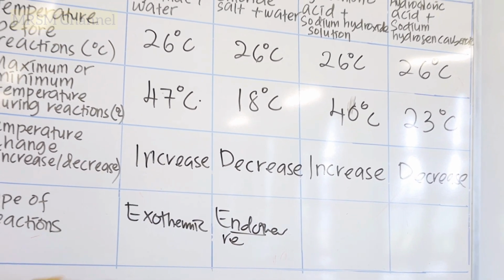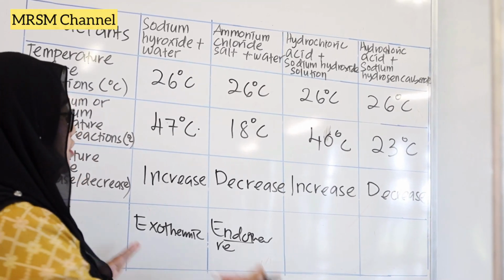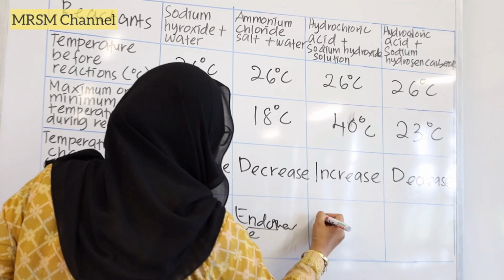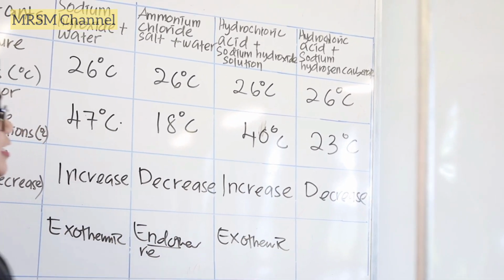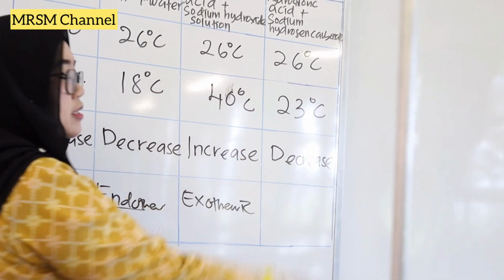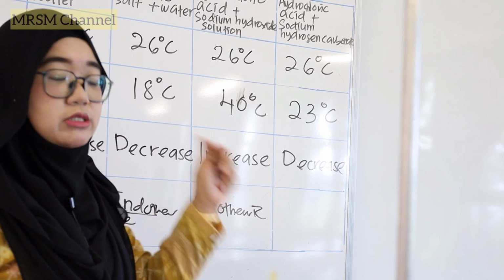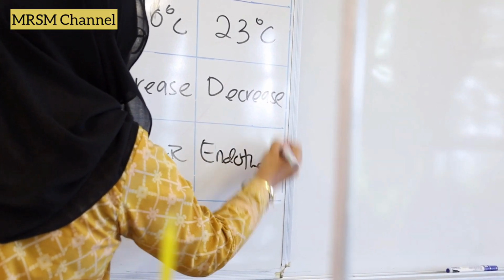The third one is from 26 to 40 degrees. The reading increased, so we can say that it is an exothermic reaction. And the last one is from 26 to 23. The reading decreased by around 3 degrees, so this is an endothermic reaction.